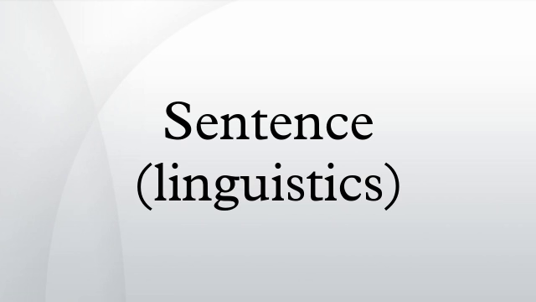A simple sentence consists of a single independent clause with no dependent clauses. A compound sentence consists of multiple independent clauses with no dependent clauses. These clauses are joined together using conjunctions, punctuation, or both. A complex sentence consists of one independent clause and at least one dependent clause. A complex compound sentence consists of multiple independent clauses, at least one of which has at least one dependent clause.